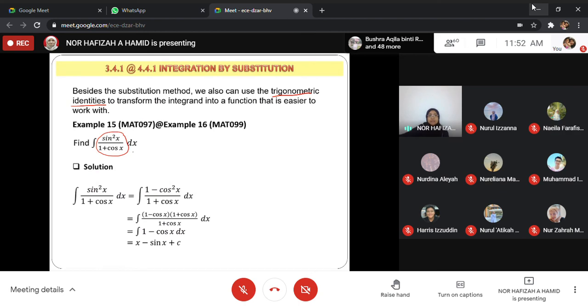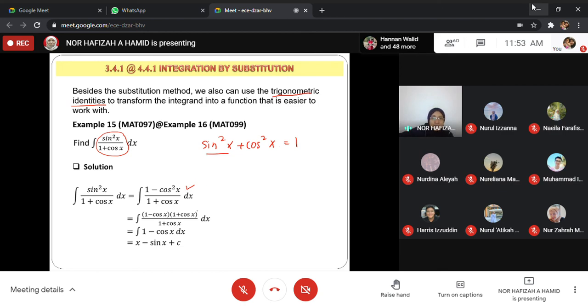Okay, so if you use trigonometric identities, sin square is also equal to 1 minus cos square. So this comes from the basic identity, sin square x plus cos square x equal to 1. So deriving, sin square is 1 minus cos square.